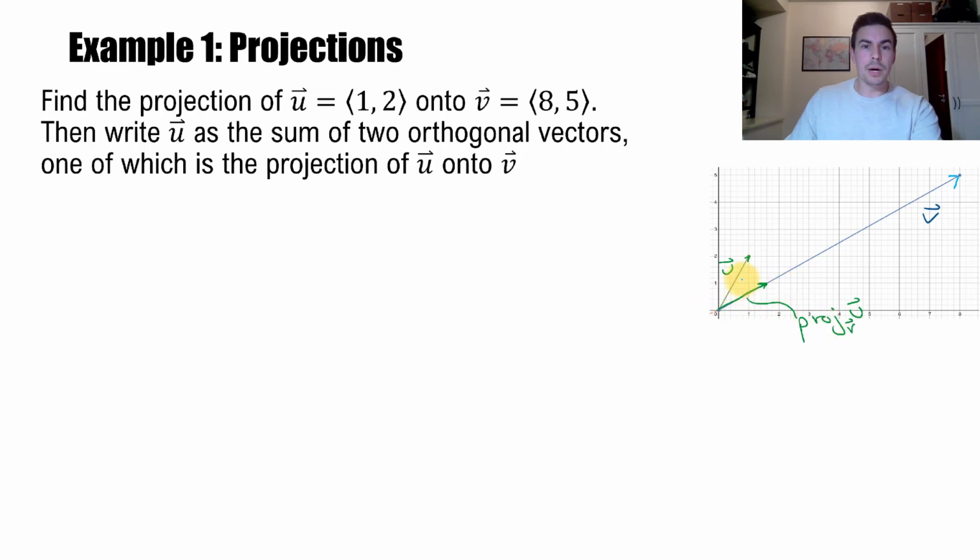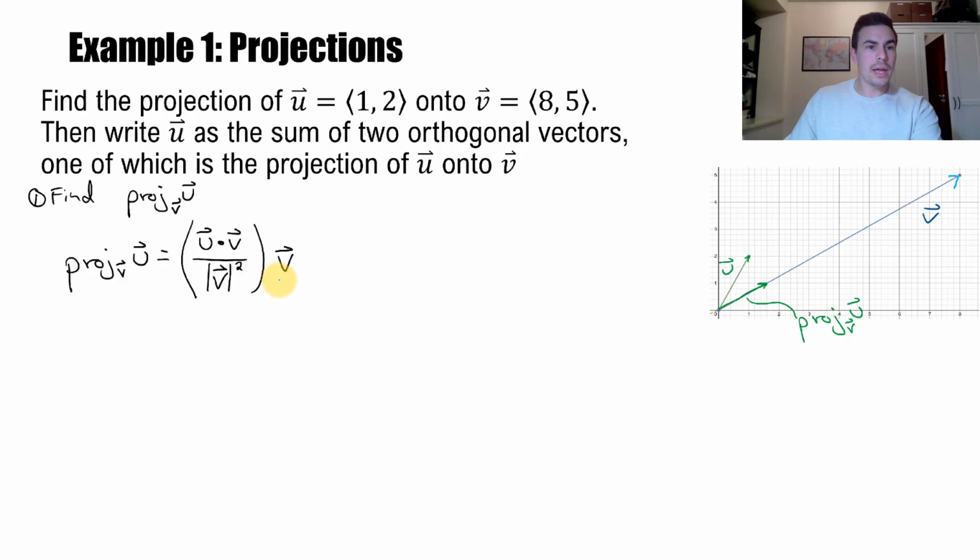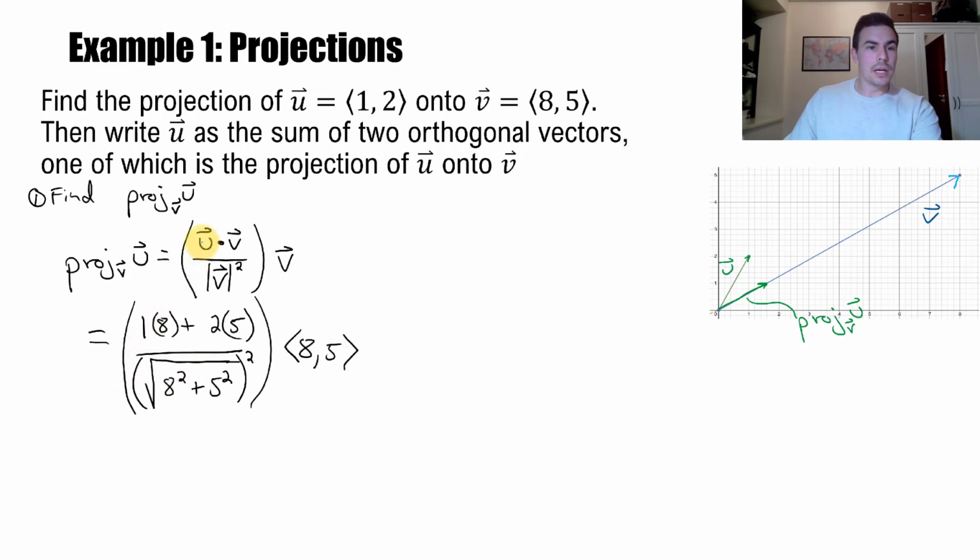This is going to be a component of u that is parallel with v. Okay, so first thing we need to do is find that projection of u onto v. And we can do that by using our formula here. And we really have everything we need already. Let's just go ahead and do u dot v.